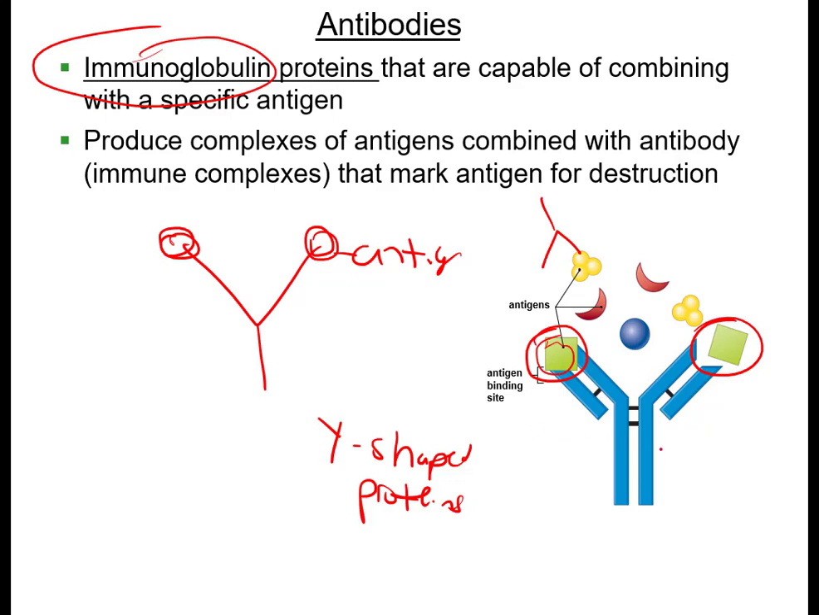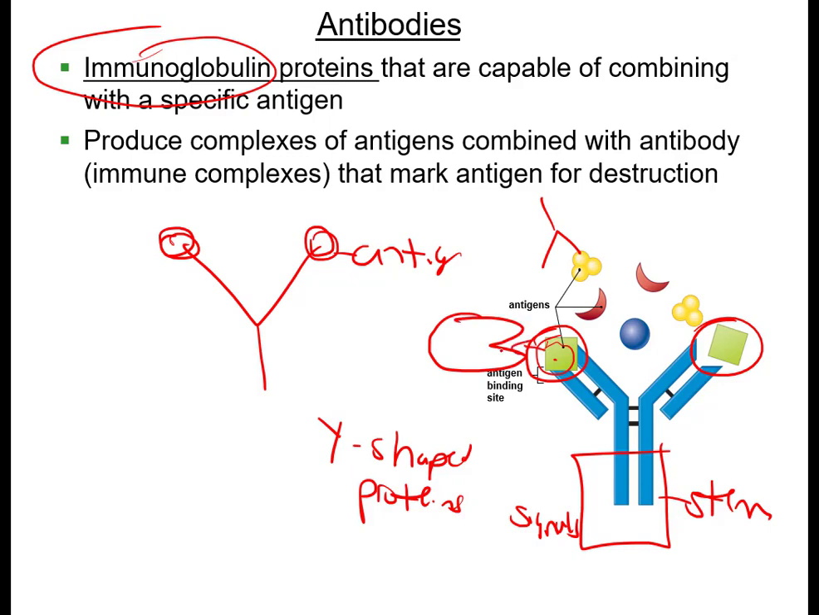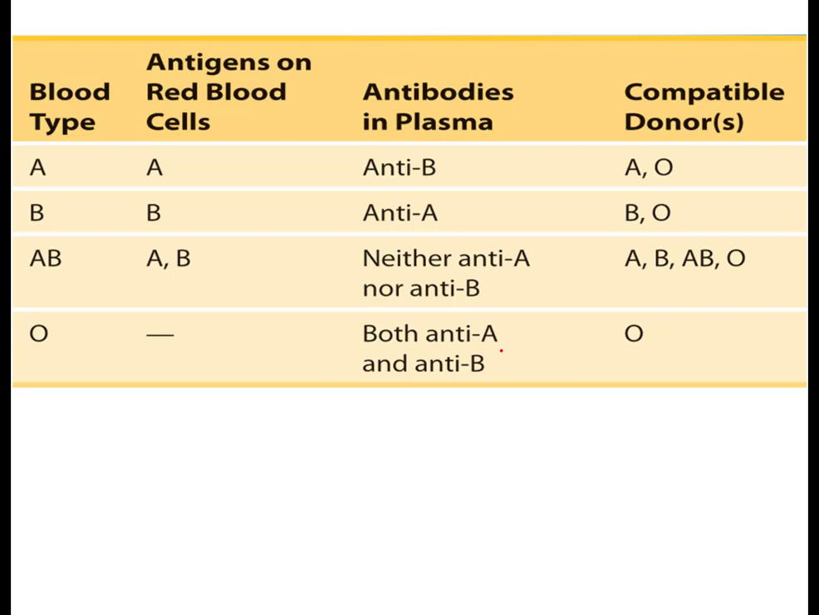The stem region, here, does not bind to an antigen. Instead, the stem is a signal. It signals that there's a pathogen here, and then a macrophage, Mr. Pac-Man, can come in and chomp up this bad antigen. So that's how antibodies work. Along with antibodies binding to these foreign pathogens, another place where you see antigens and antibodies is in your blood type.